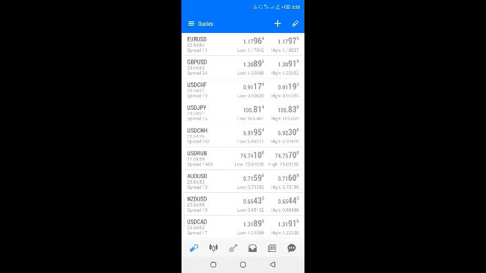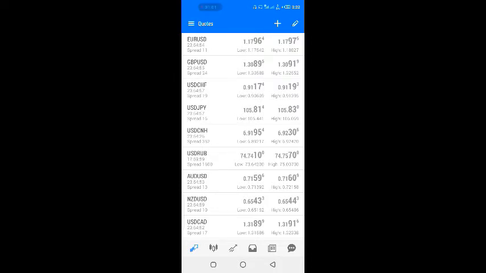Ask and bid price. The bid price is how much a buyer is willing to pay to buy your currency from you. The ask price is how much the seller is willing to collect to buy it from you.